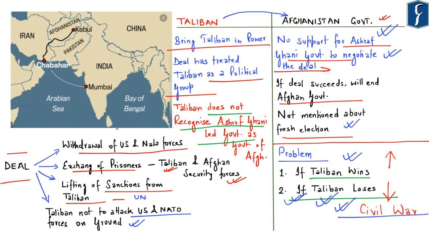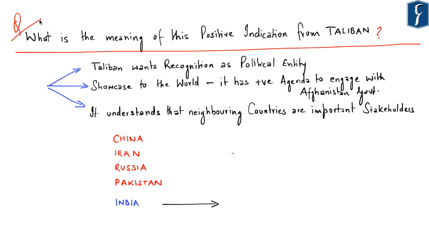Now these squabbles between Taliban and Afghanistan government will take place when United States withdraws US and NATO forces from Afghan soil. So once withdrawal of US and NATO forces takes effect on the ground, the likelihood of civil war in Afghanistan increases. And a disturbed Afghanistan will be more suited to Pakistan and not at all suited for India. So the question is, what is the meaning of this positive indication from Taliban, especially the fact that they want to build good relations with neighboring countries?